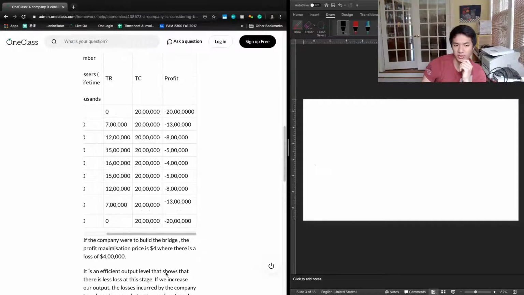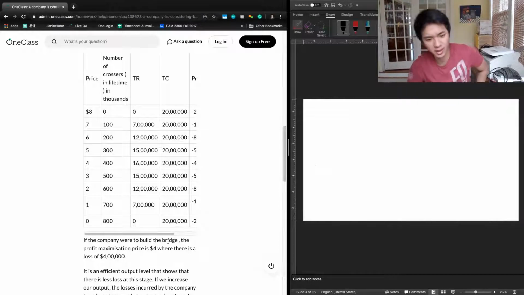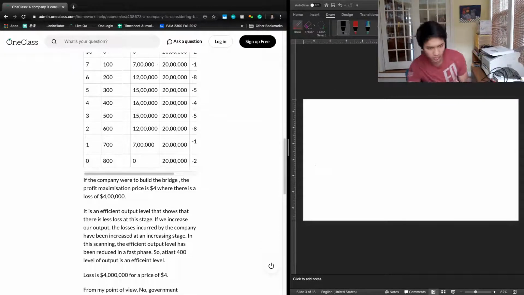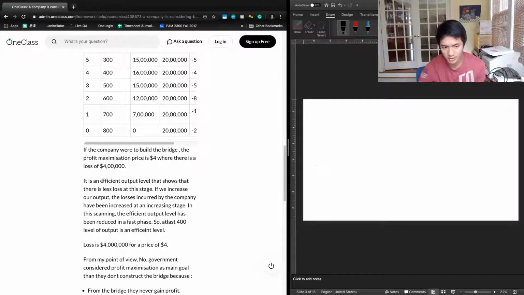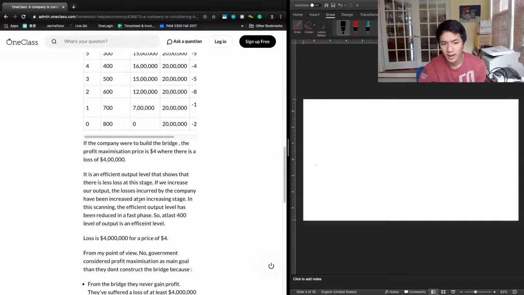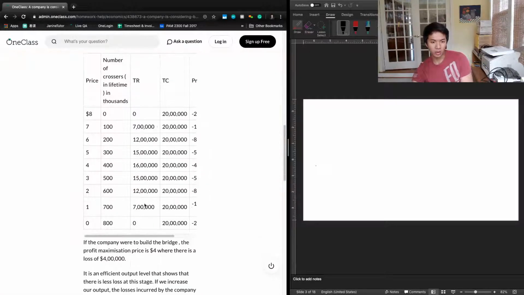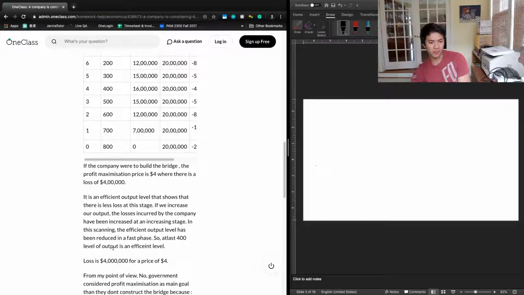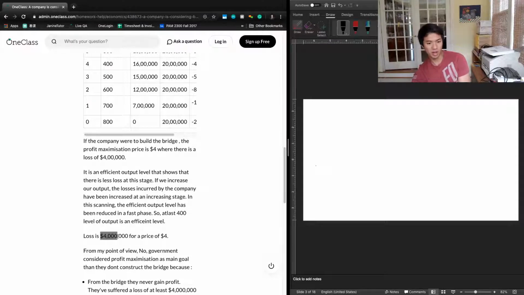So let's take a look at what the previous tutor has said. The previous tutor said that if the company were to build a bridge, the profit maximizing price is $4 where there's a loss of 400,000. This is an efficient output level that shows that there's less loss at this stage. If we increase our output, losses incurred by the company have increased at an increasing rate. So at least a 400 level of output is an efficient level. The loss is not 4 million. The loss is 400,000. I just want to clarify that.